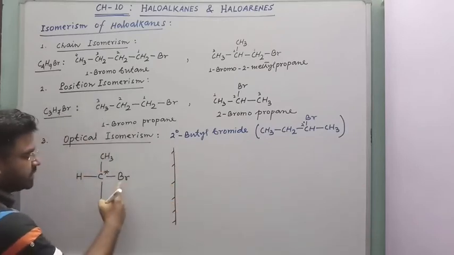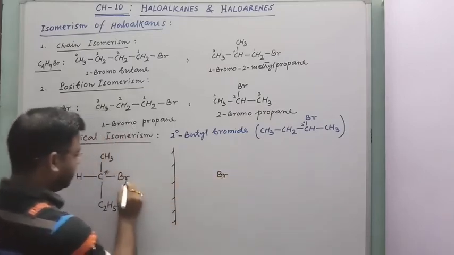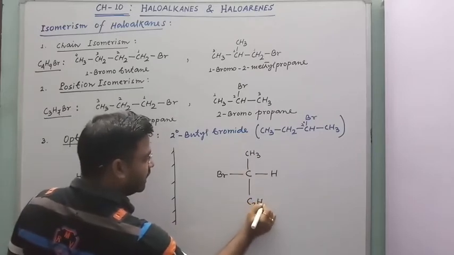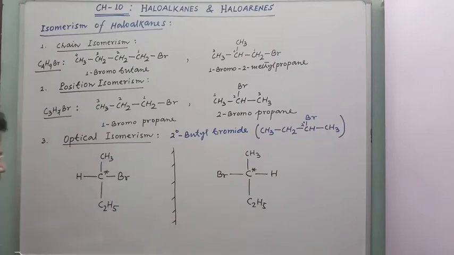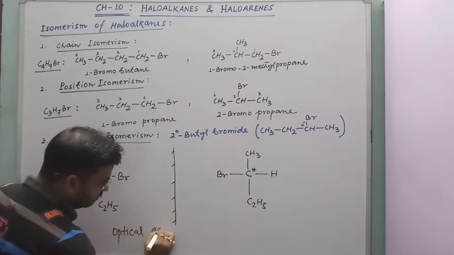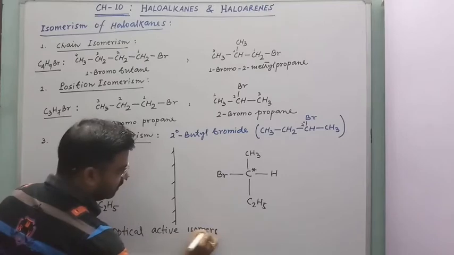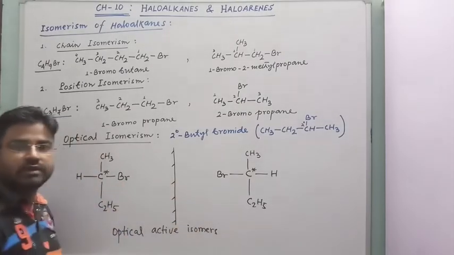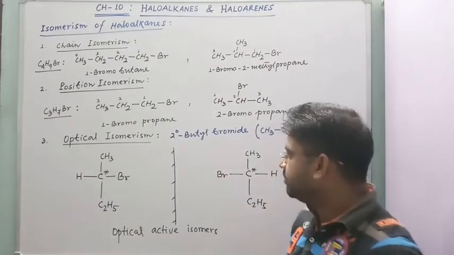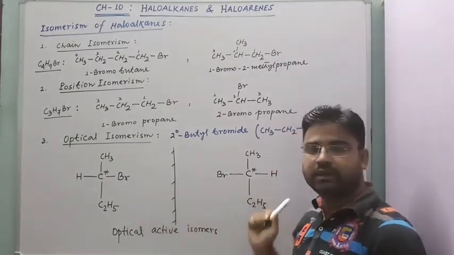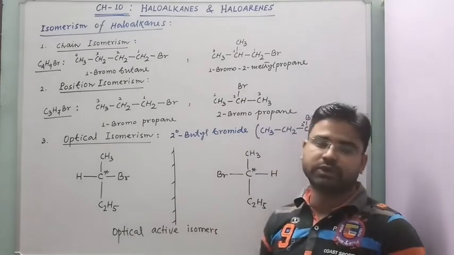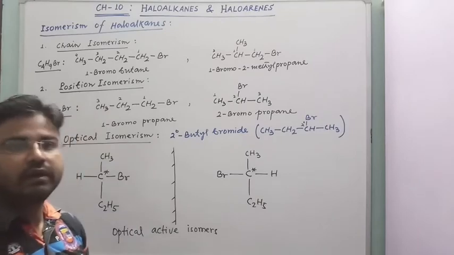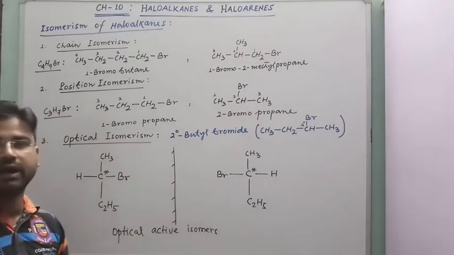So this is the mirror. What will the mirror image be? If the bromine comes here, Br, then carbon, hydrogen, here CH3, and here the C2H5 group. So these are optically active isomers. Both the compounds are different. Bromine is on the right hand side in one, and on the left hand side in the other. So these are optically active isomers. But if the bromine comes on the same side, then it becomes optically inactive. So to show optical isomerism, haloalkanes must contain a chiral carbon atom. Haloalkanes containing a chiral carbon atom can show two optically active isomers.